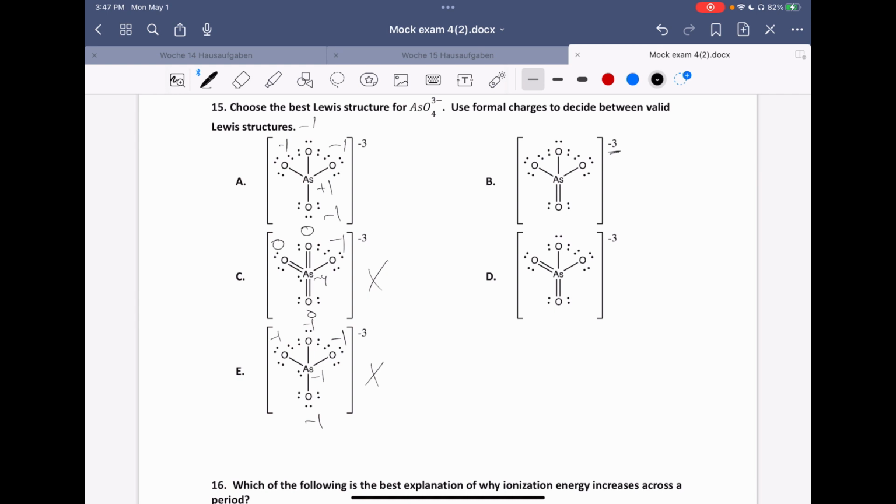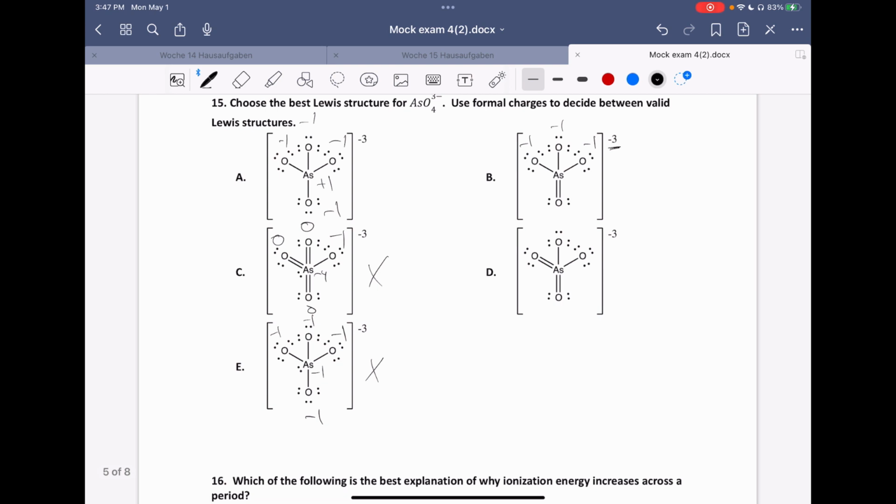If we look at answer choice B, we have -1, -1, -1, right? Because we just did 6 minus 6 minus 1 for dots and lines. And then for this one, we have 1, 2, 3, 4, 5, 6, a 0 formal charge, and then another 0 formal charge. This is a contender for the best Lewis structure, because like we said, we got all of the formal charges on the more electronegative atoms, and the charges add up to -3. And then we have one more answer choice to check.